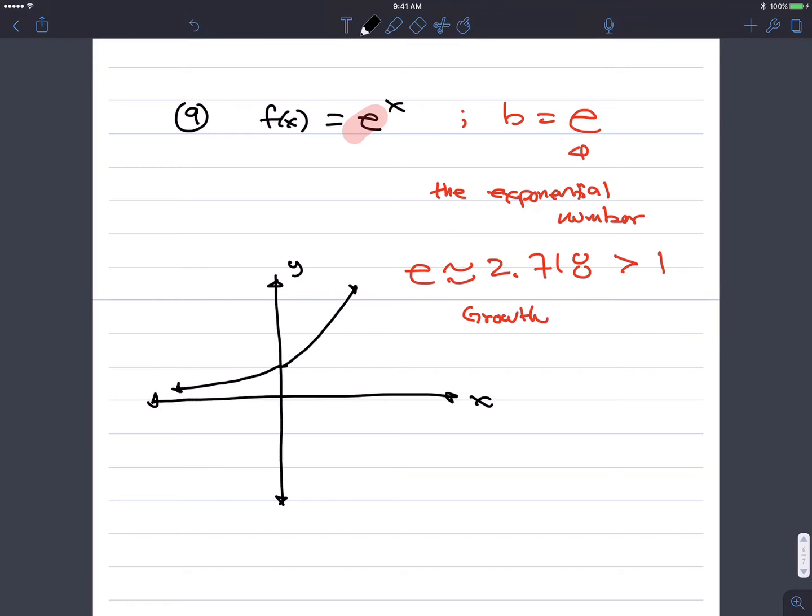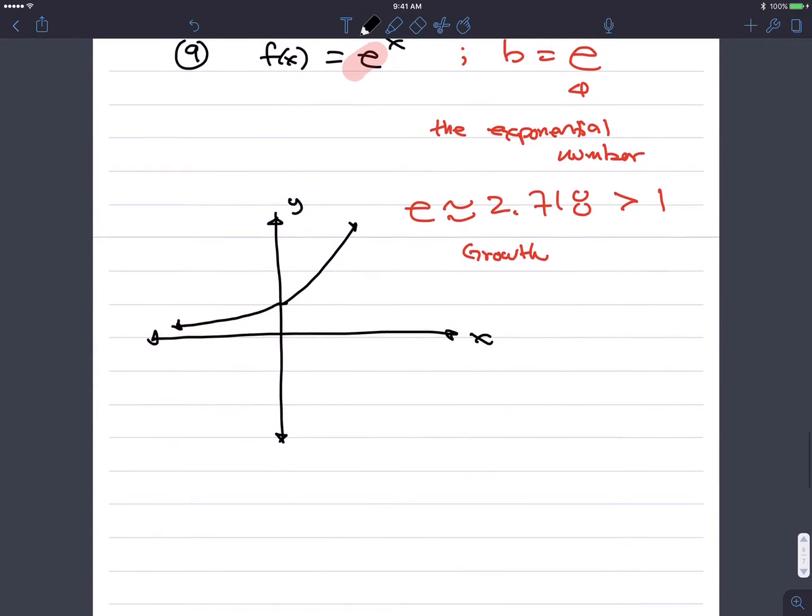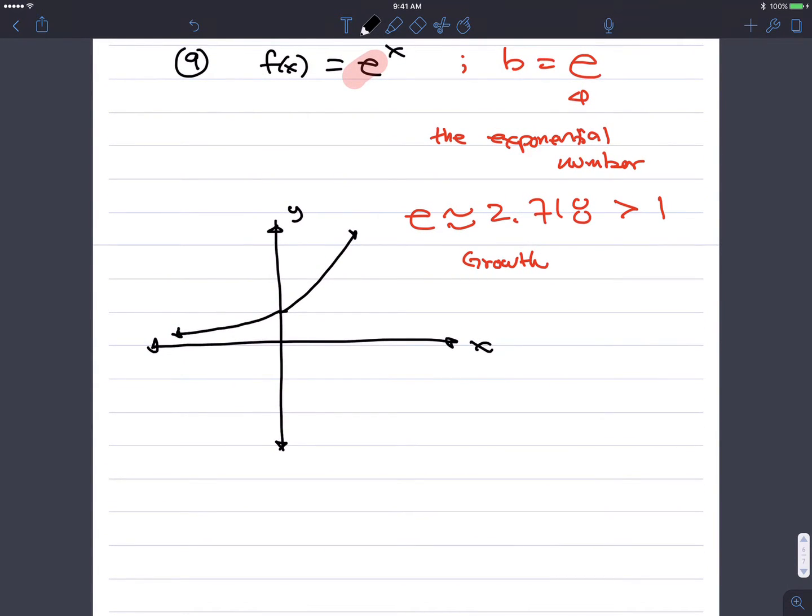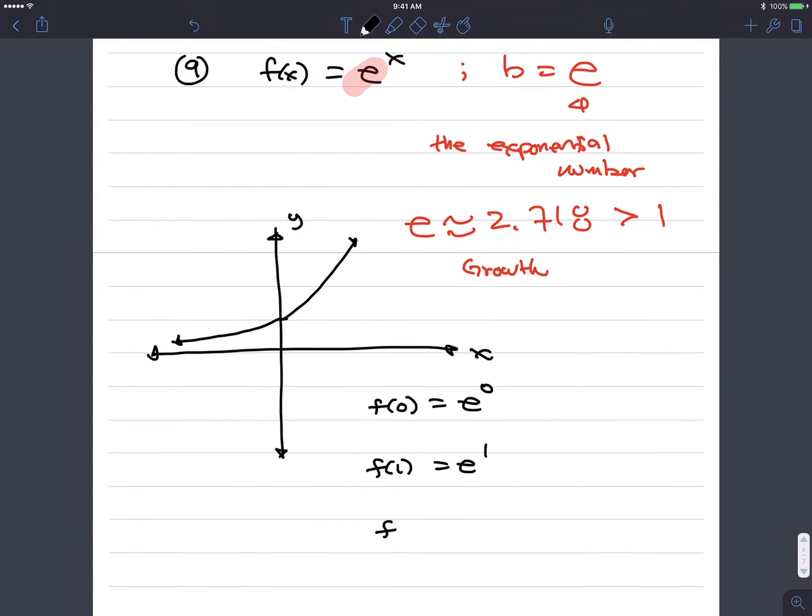Professor, how can we plug in the values? How can we plug in the values in e? Oh, it's a good question. Meaning, how do we get the outputs? Yes. So let's say if you had to find f of 0, e to the 0 power. F of 1, e to the first power. F of 2, e to the second power. F of negative 1, e to the negative first power, which is 1 over e. Let's say f of negative 3, e to the negative 3 power, which is 1 over e cubed.